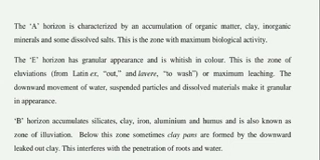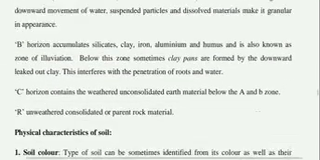Below this zone, sometimes clay pans are formed by the downward leached out clay. C horizon contains the weathered and consolidated earth material below A and B zone. R is the unweathered consolidated or parent rock material.